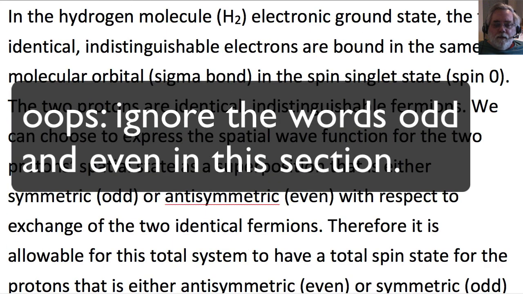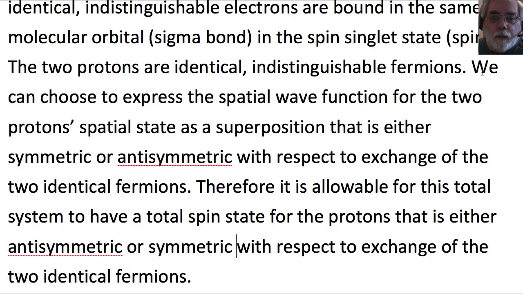The two protons, they're identical indistinguishable fermions. They're nuclei of two different atoms in the molecule. They're separated but identical particles. We can choose to express the spatial wave function for the two protons' spatial state as a superposition that is either symmetric or antisymmetric with respect to exchange of the two identical fermions. Therefore, it is allowable for this total system to have a total spin state for the protons that is either antisymmetric or symmetric with respect to exchange of the two identical fermions.